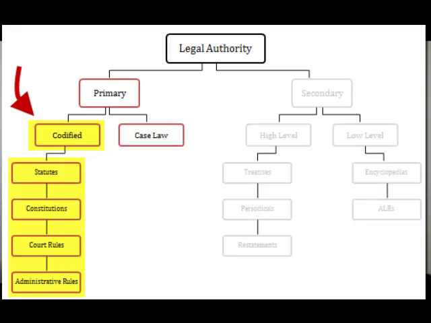First, I want to talk to you about codified law. There's four types of codified law: statutes, constitutions, court rules, and administrative rules. Well, let's talk about each one of those. Statutes. In your state, your legislature develops the statutes. If we're speaking about the federal law, Congress enacts the statutes.